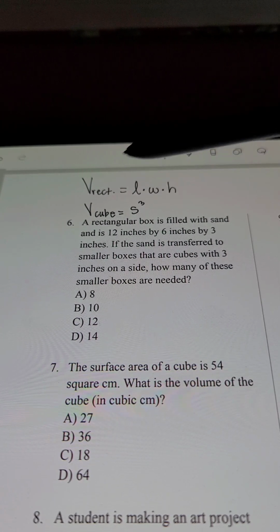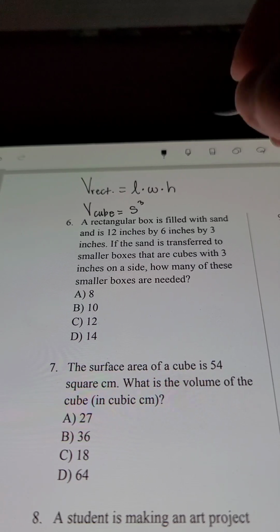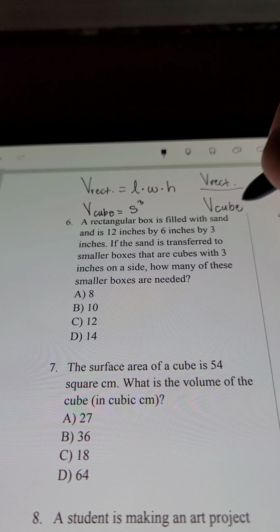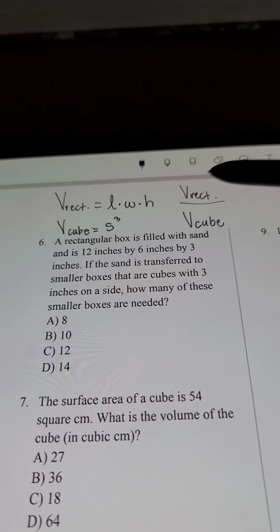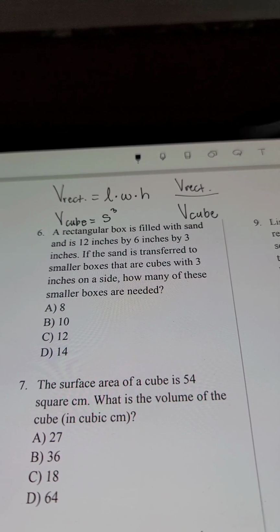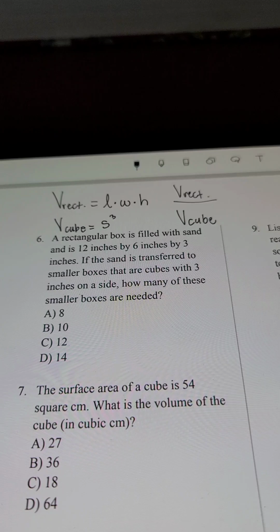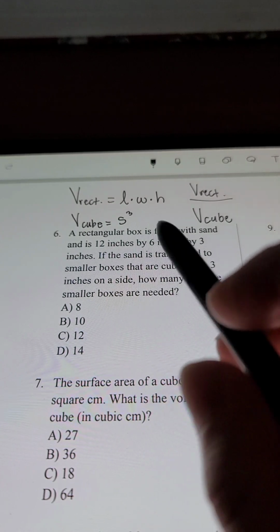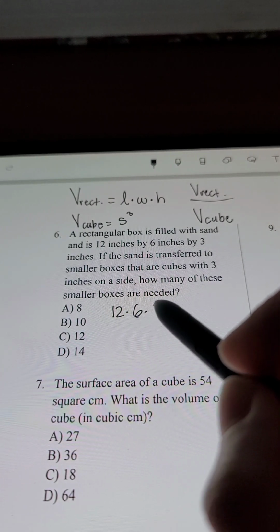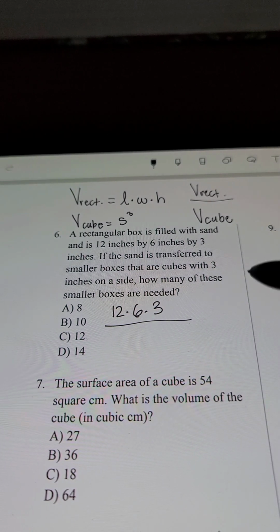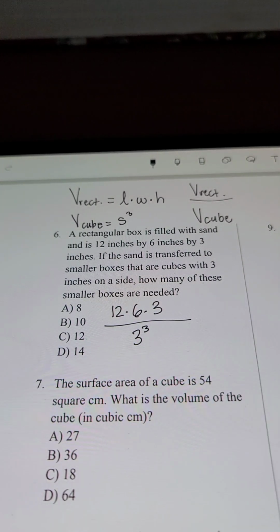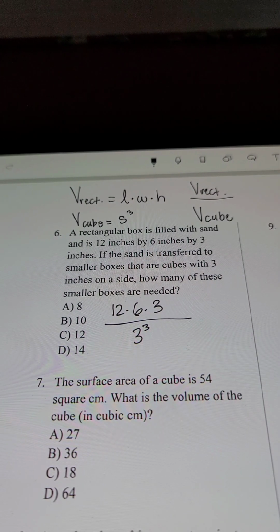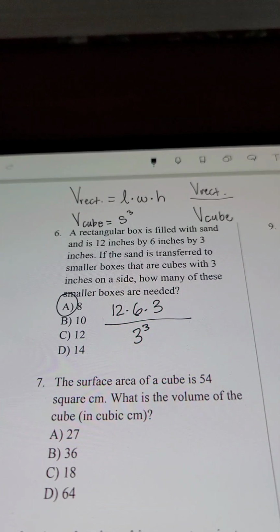So what we need to do is find the volume of the rectangular prism and then divide it by the volume of the cube to see how many of these cubes can fit into the space within the rectangular box. So let's do that. So volume of the rectangular prism on top would be length times width times height. So I'm going to do 12 times 6 times 3 over, and then volume of the cube on bottom would just be 3 cubed. So now I'm going to plug that in to see what I get. So when I plug that in my calculator, I get 8 as my answer, so it would be A.